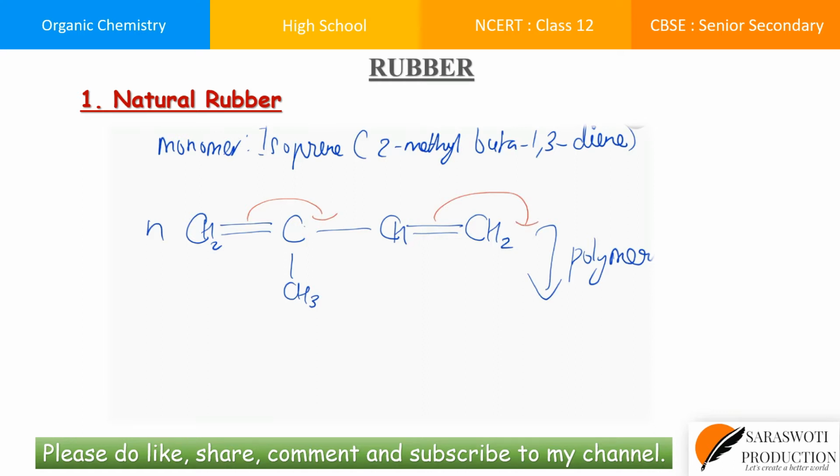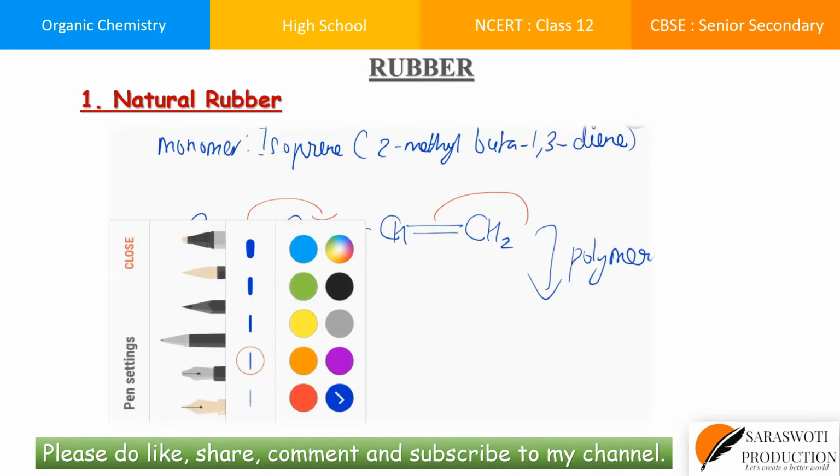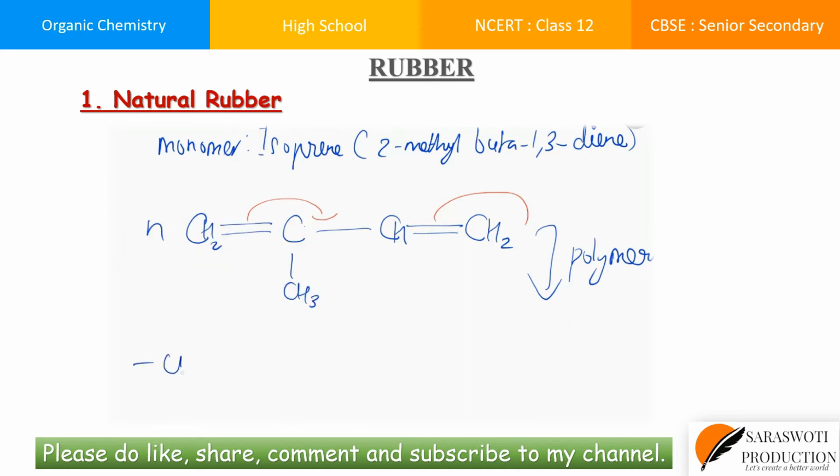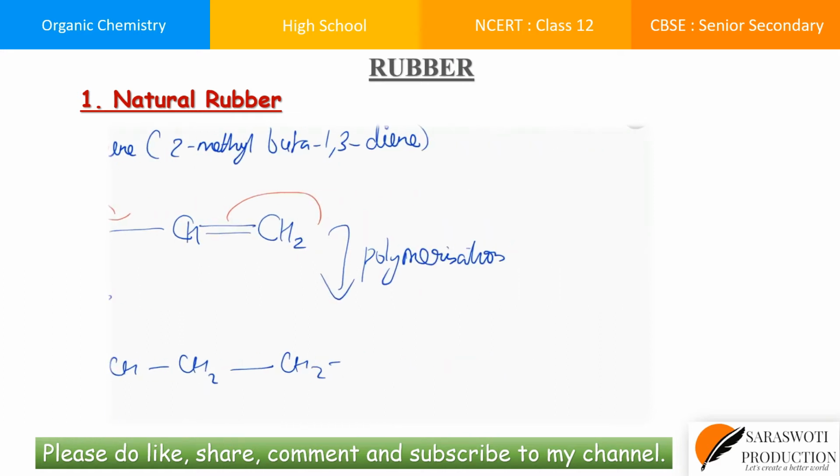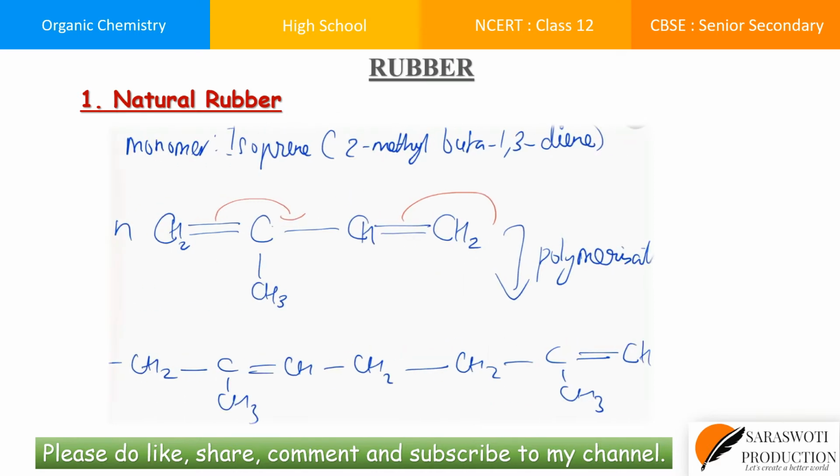Let's say there are 2 isoprene monomers combining together. How would the structure look? It's going to look like this: CH2, C, CH3, double bond, CH, single bond, CH2. One more time it happens: CH2, C, CH3, double bond, CH and CH2, and continues. This is how it looks, quite long.